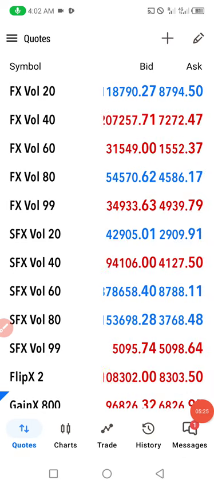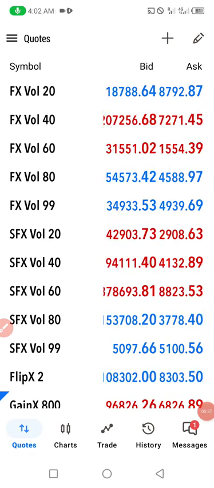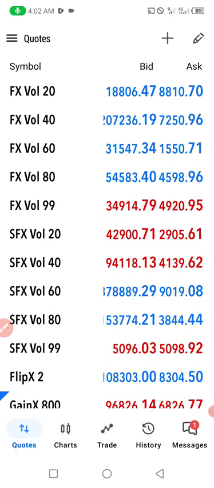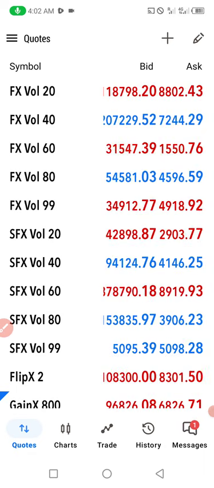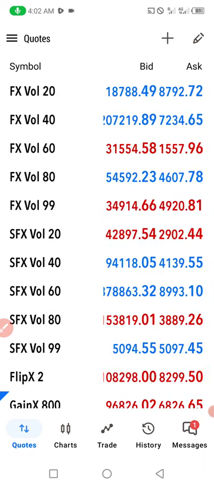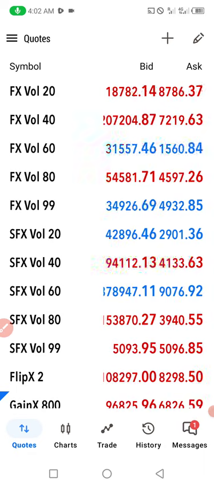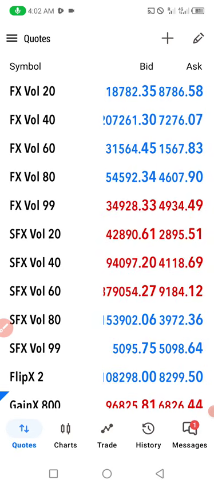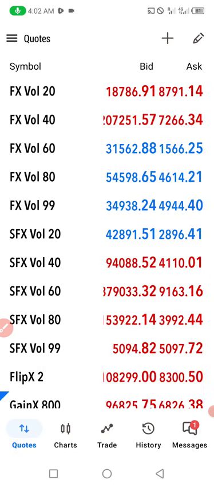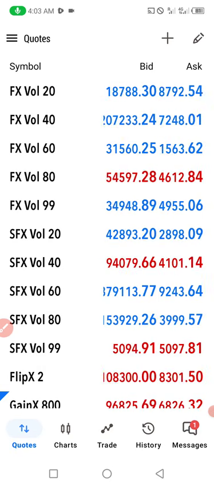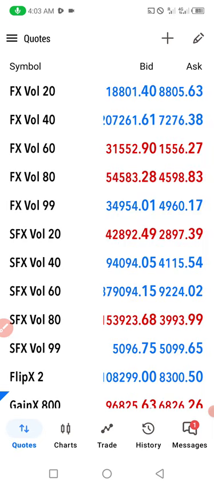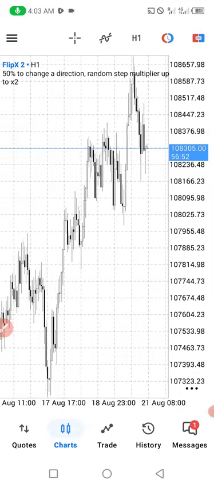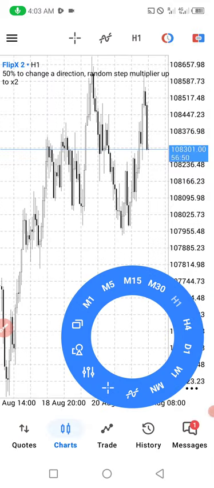I will touch the Forex market, which is good, but let's start with the synthetic market. So right here, I'm working on this. Let's consider which asset we're gonna use here. Let's consider Flip S2 market. This is Flip S2 market.